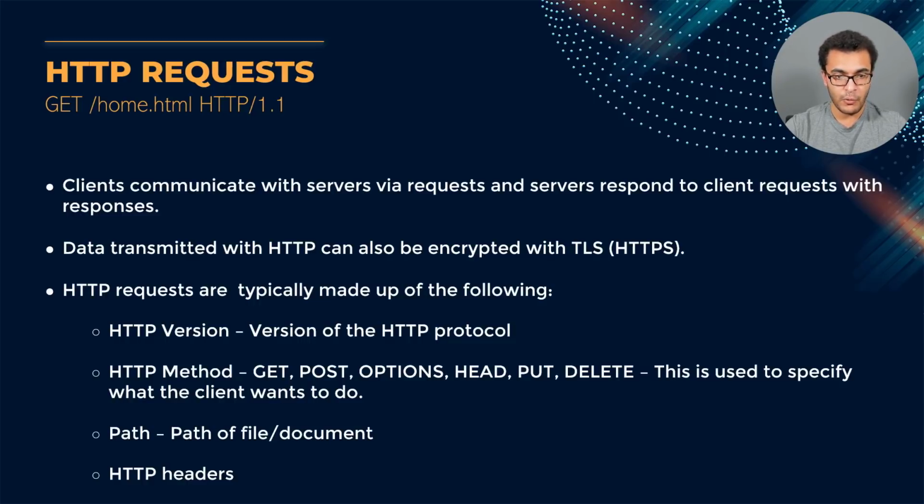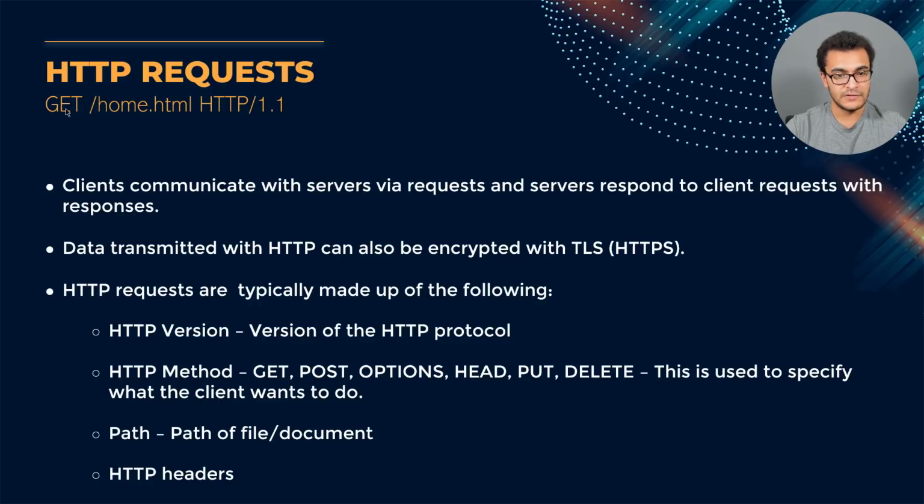Now, HTTP requests are typically made up of the following. Number one, the HTTP version, which is used to specify the version of the HTTP protocol in use. You then have your HTTP method. So you have your GET method, POST method, OPTIONS, HEAD, PUT, DELETE. These methods are used to specify what the client wants to do, right? And then of course you have the path. This is used to specify the path of the file or document that you're trying to locate or access. And then, of course, you have HTTP headers, which we'll get to in a second.